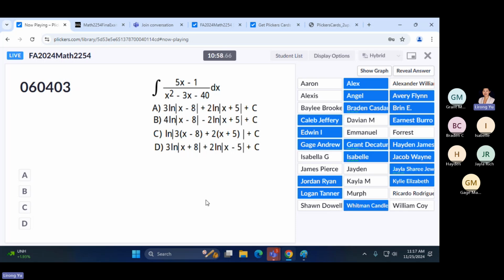So the answer is A, and that's today's attendance question. I hope this reminded you of the process for partial fraction decomposition.